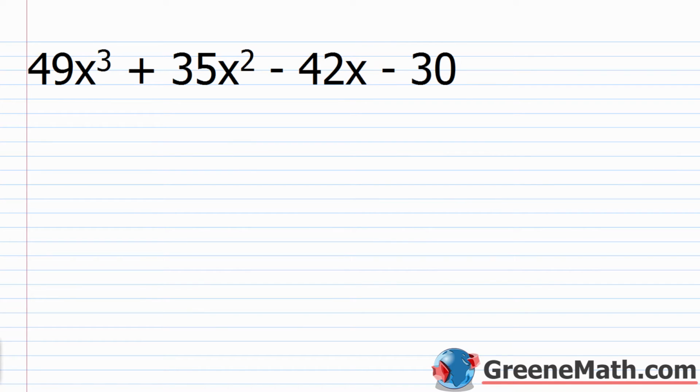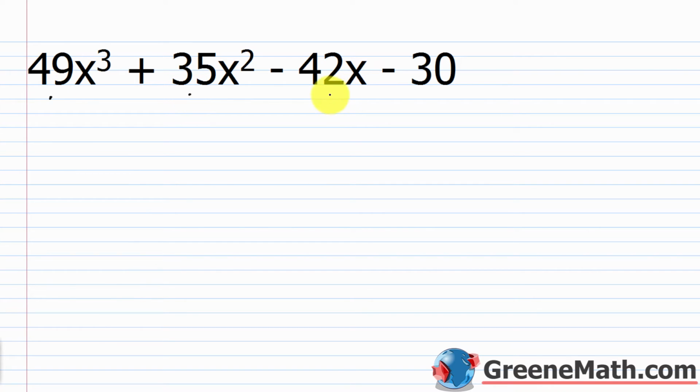So let's suppose we had 49x cubed plus 35x squared minus 42x minus 30. So again, the first thing I want to think about is, is there anything that's common to everything? I know 49 is 7 times 7. So again, 7 is a prime number. So I go through and look at everything.